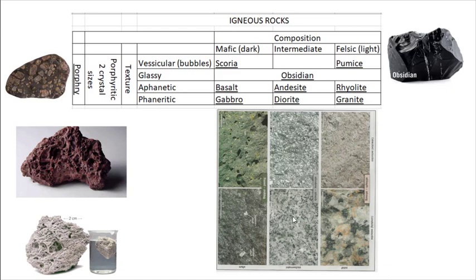The aphanitic companion to diorite is andesite, and the aphanitic companion to gabbro is basalt. Right, so I've got them. I had to mirror image flip it, but I've got these arranged like this, and this arranged like that. Okay, like that. So there's igneous rocks in a very small nutshell.